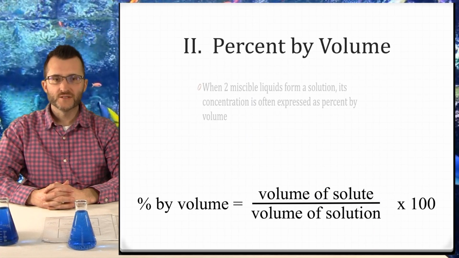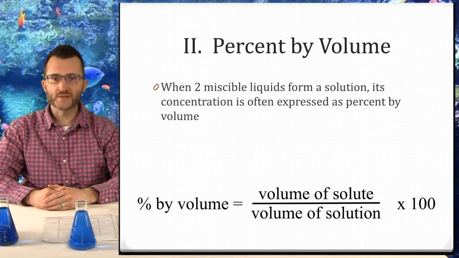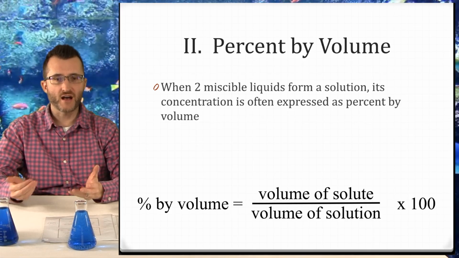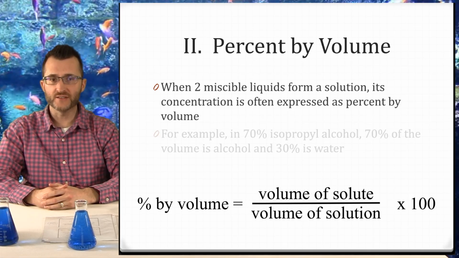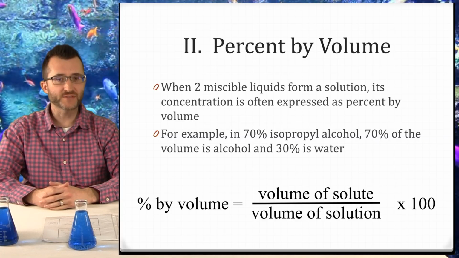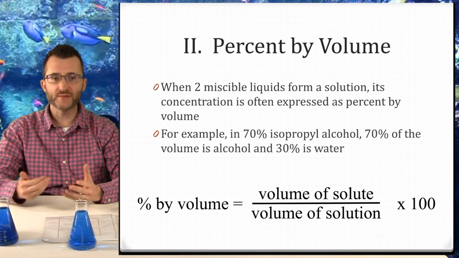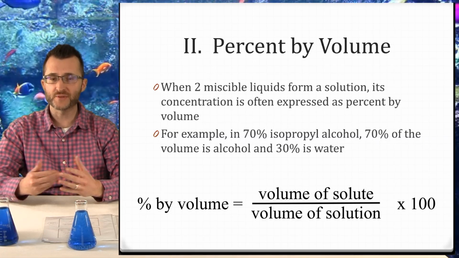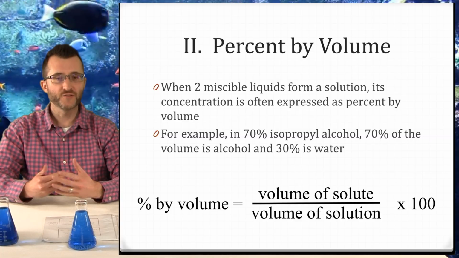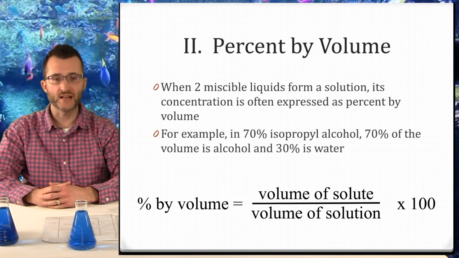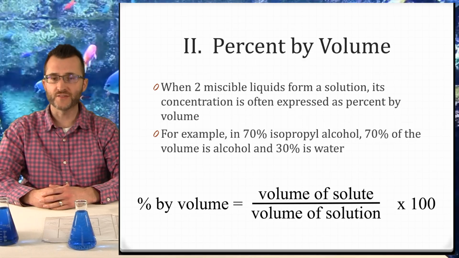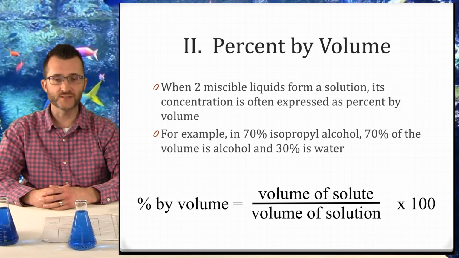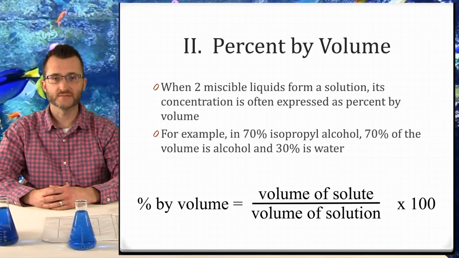Percent by volume. When two miscible liquids form a solution, its concentration is often expressed as percent by volume. For example, in 70% isopropyl alcohol, 70% of the volume is alcohol and 30% of the volume is water. The formula found on Table T is as follows. Percent by volume equals the volume of solute over the volume of solution times 100.